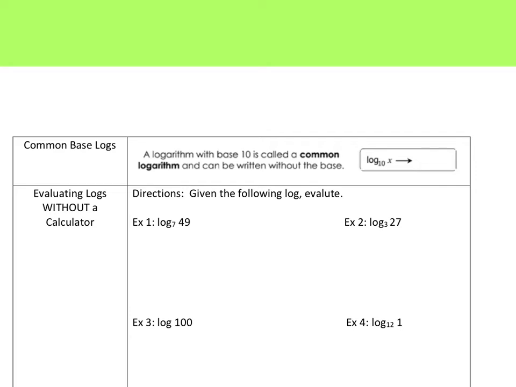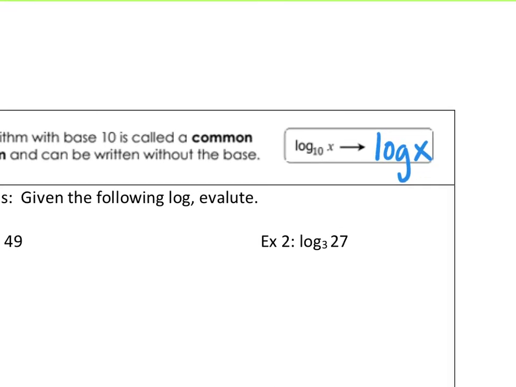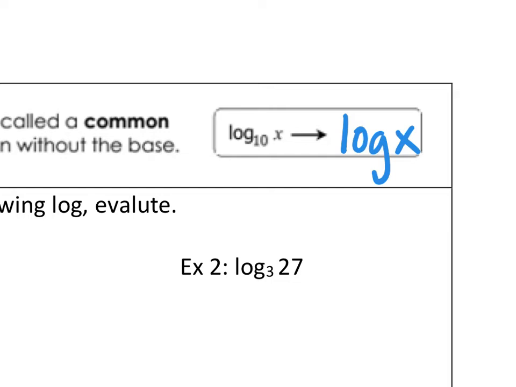Okay, this is important. A logarithm with a base 10 is called a common log, and it can be written just like this. So whatever the log is, you don't have to write the base if it's 10. All the calculators in this room, anytime you hit that log button and then type a number, it's going to automatically assume that the base is 10. That's how your calculator works. It only works in base 10. It will not do any other bases.